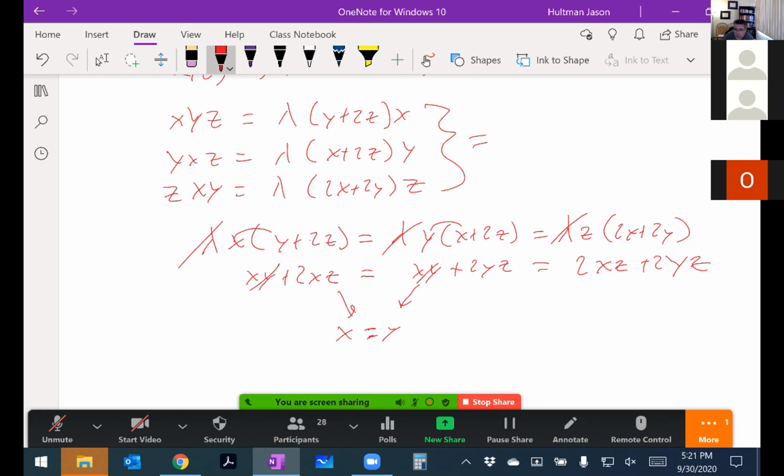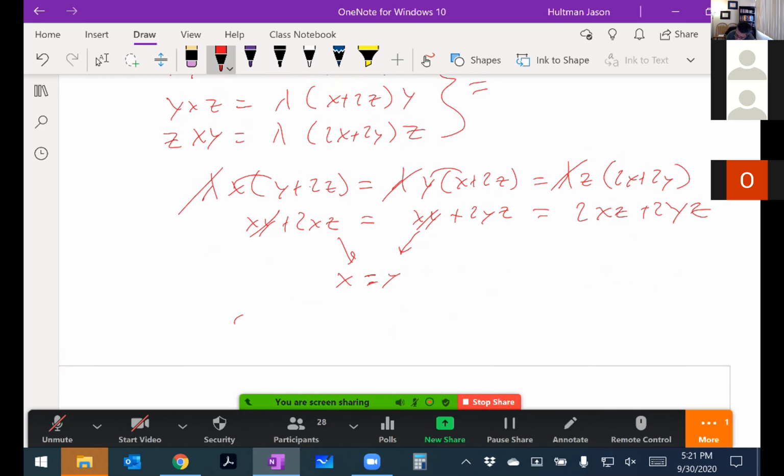Wait, we forgot an equation. What's the fourth equation here? Oh yeah, the fourth equation is this guy. It's the surface area equation. 2xz, that's the constraint. It's the constraint. We know that x equals y, but we don't know what z is equal to.